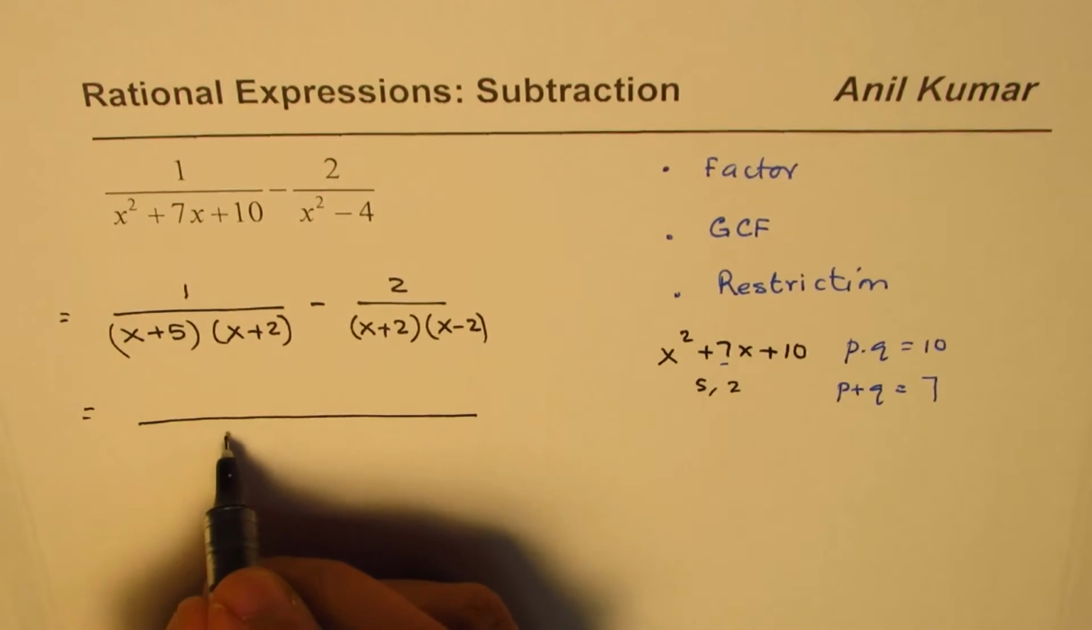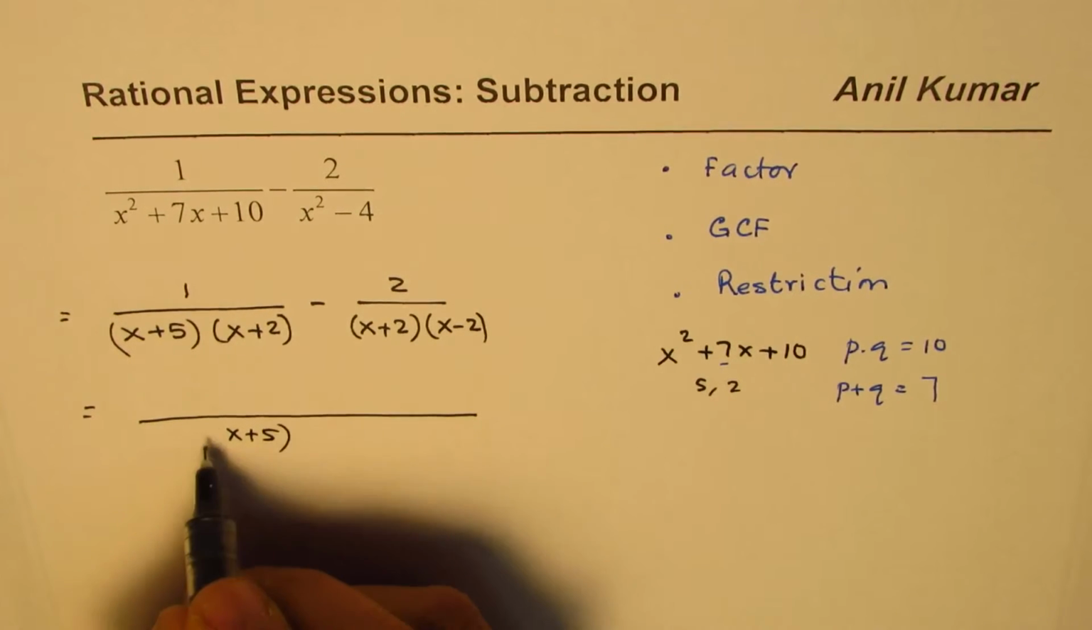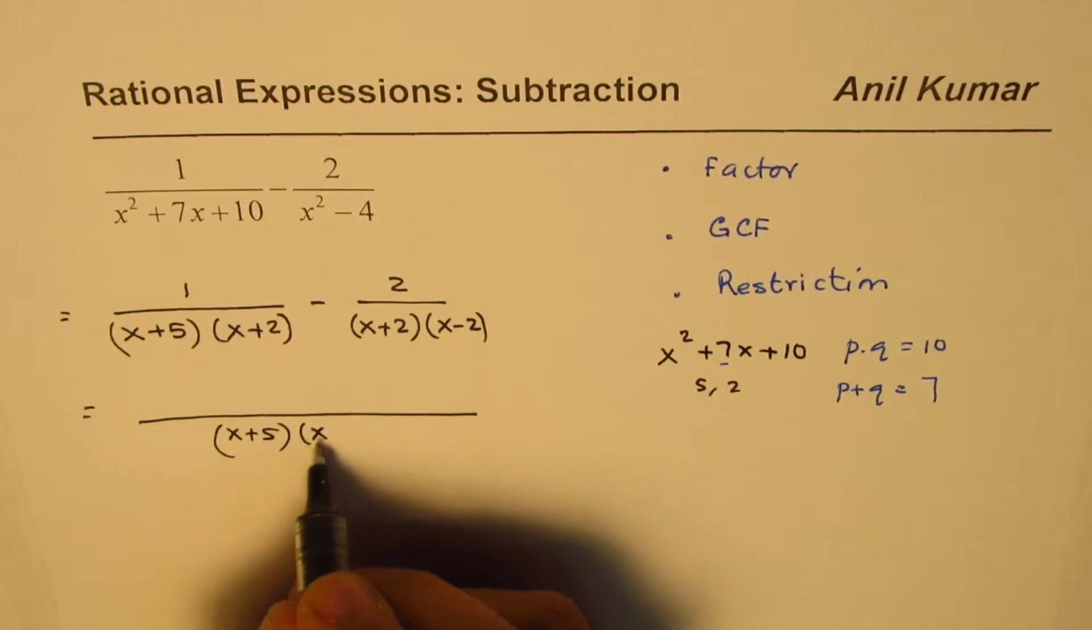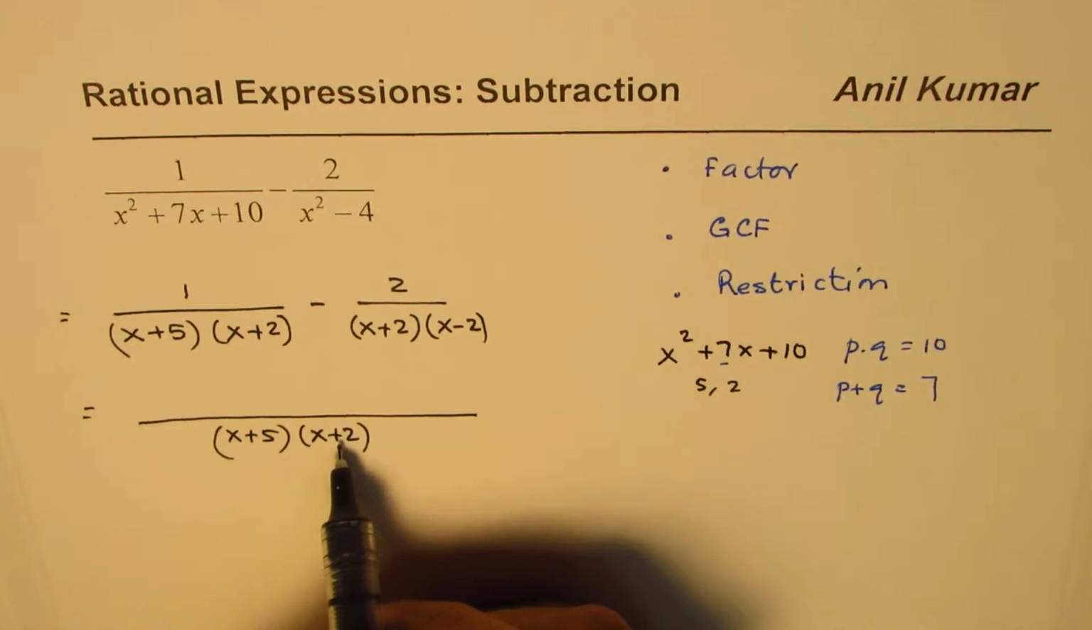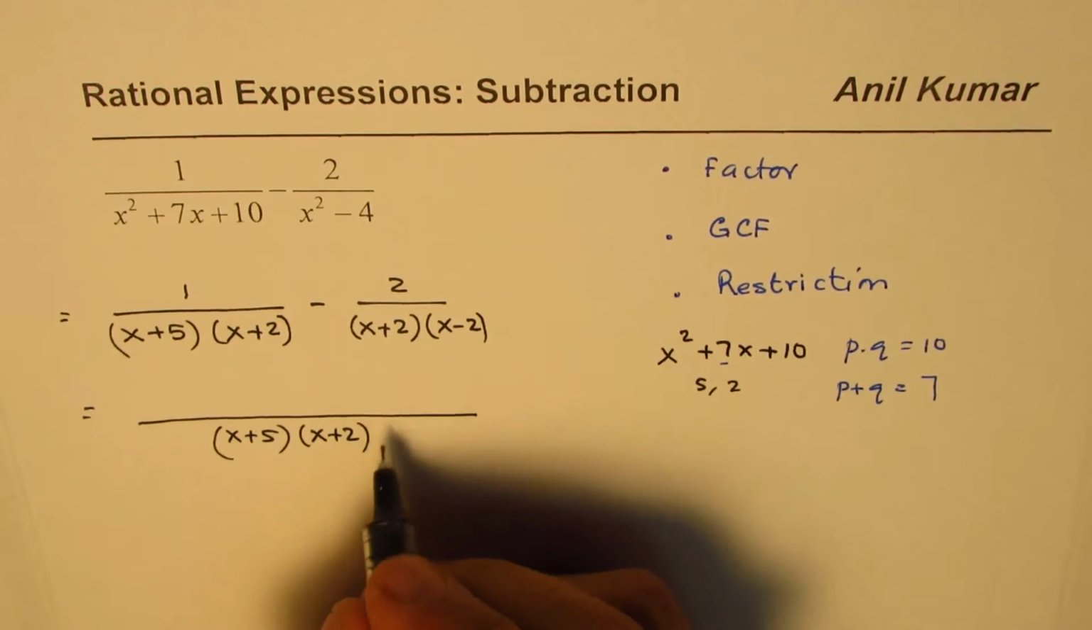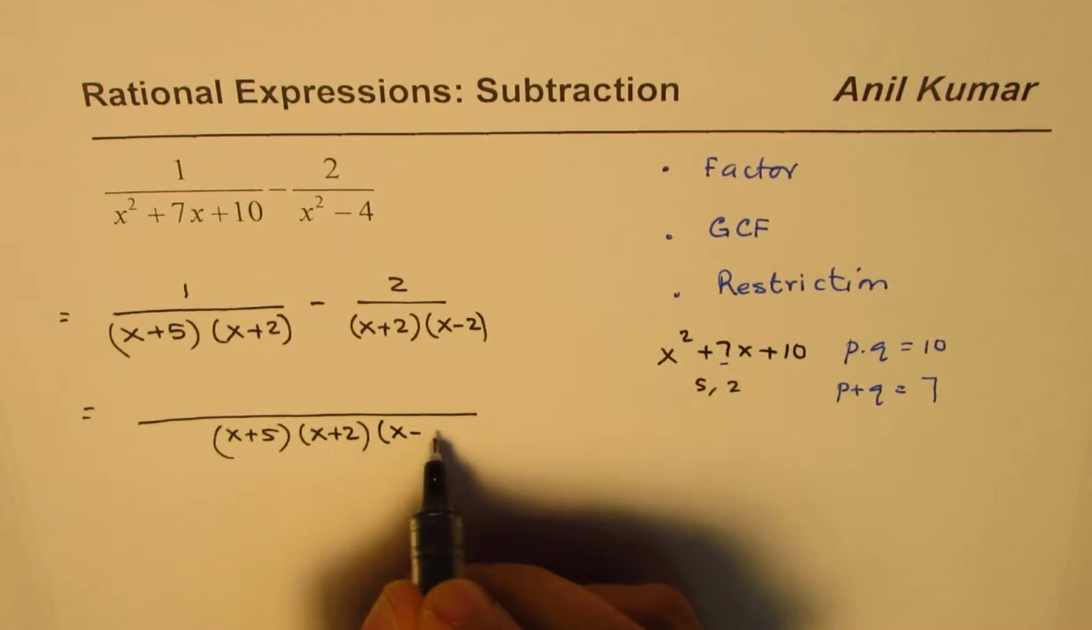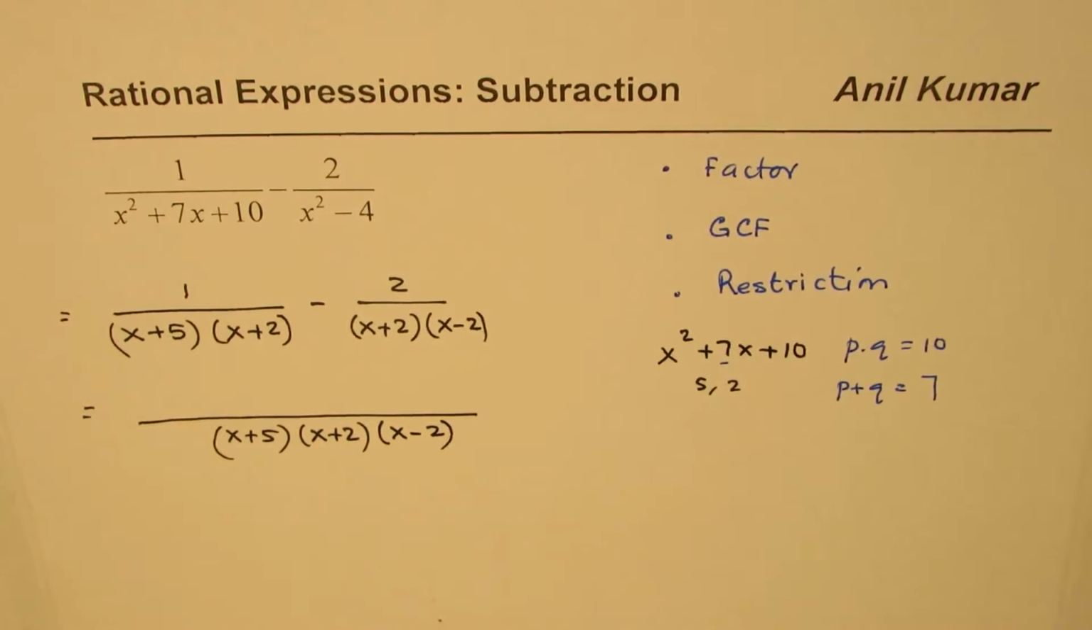x plus 5, okay. x plus 2, so we have written both from the first one. Now x plus 2 we have already taken care of. x minus 2 we don't have, so we need to include, right? So we have x minus 2 also. So these are the common factors which we should have.